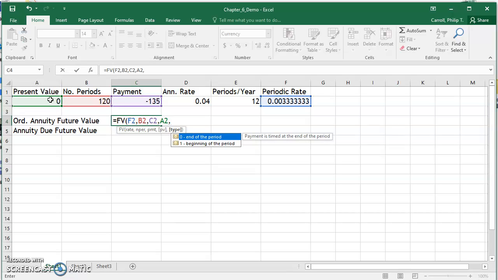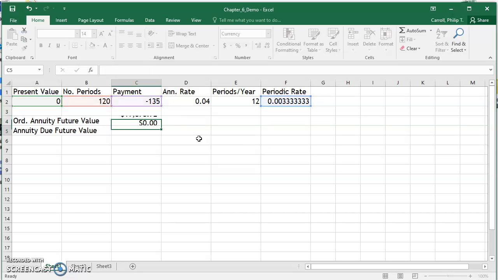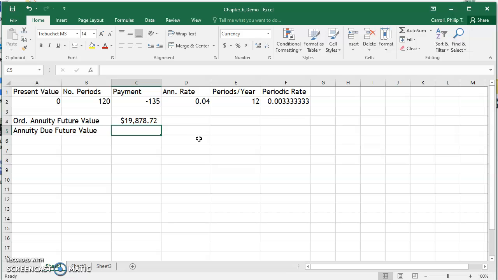And again, you'll notice the type gives us a bit of a blow-up where it says a 0 for end of the period, 1 for the beginning of the period. Remember, with ordinary annuities, payments come at the end of each compounding period, so we'll put in a 0 there. It looks like an O for ordinary. Hopefully that makes sense. All right, so close up my parentheses. I'm ready to hit enter and look at the value. So you've got $19,878.72. That's what we wanted to get. Again, if you had made this payment a positive number, it lists this in red font and parentheses because Excel's gone into accounting mode and it's looking at it as a debit to your account.